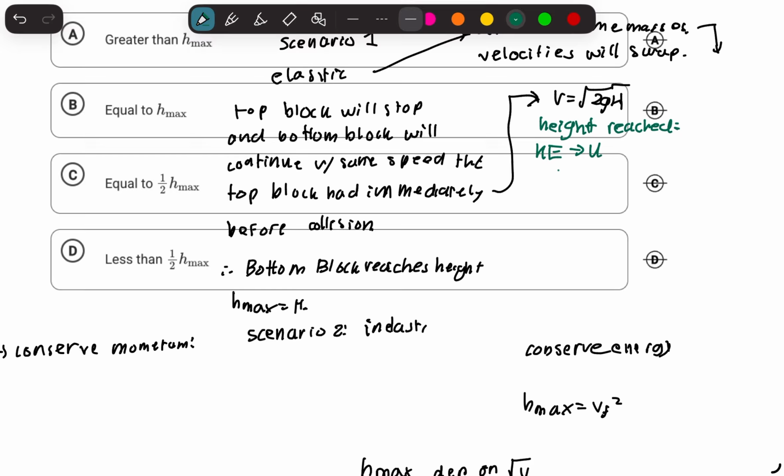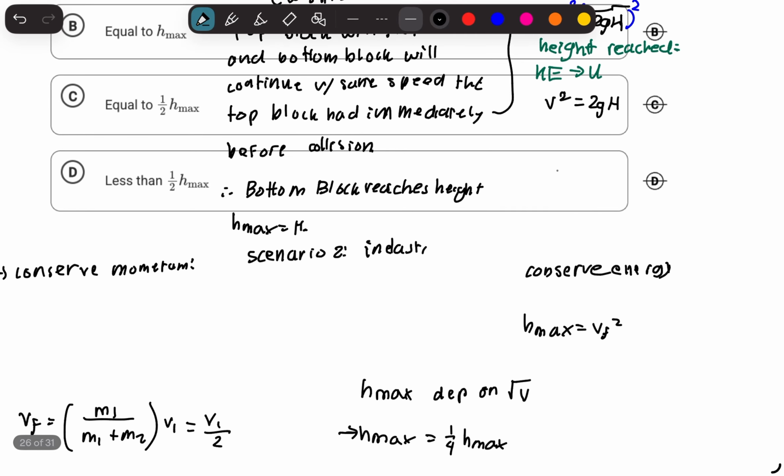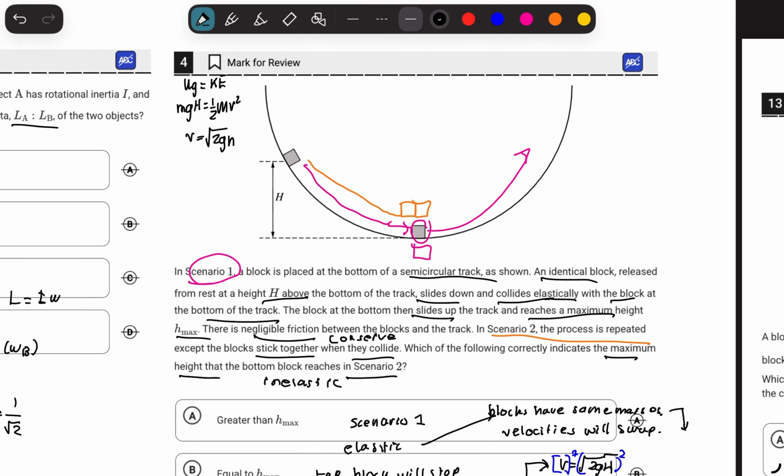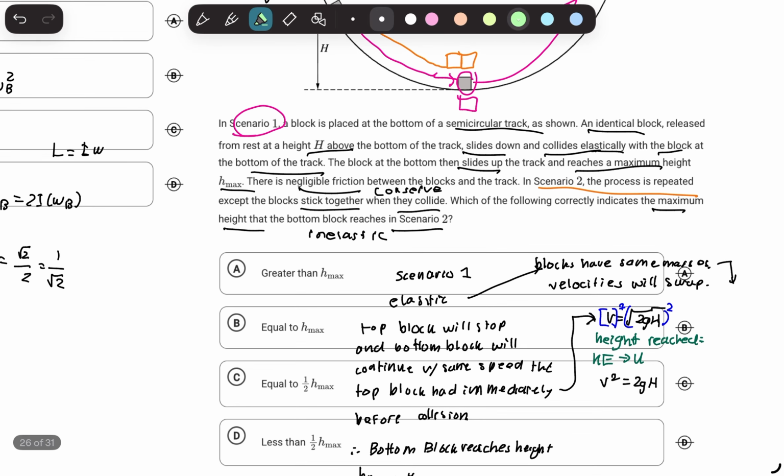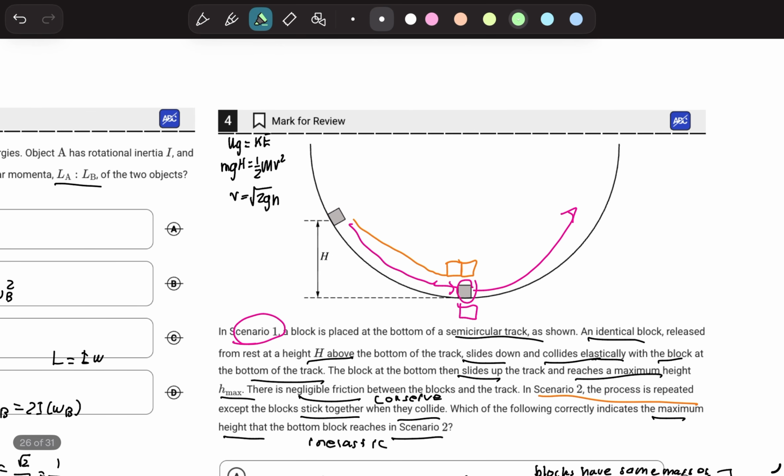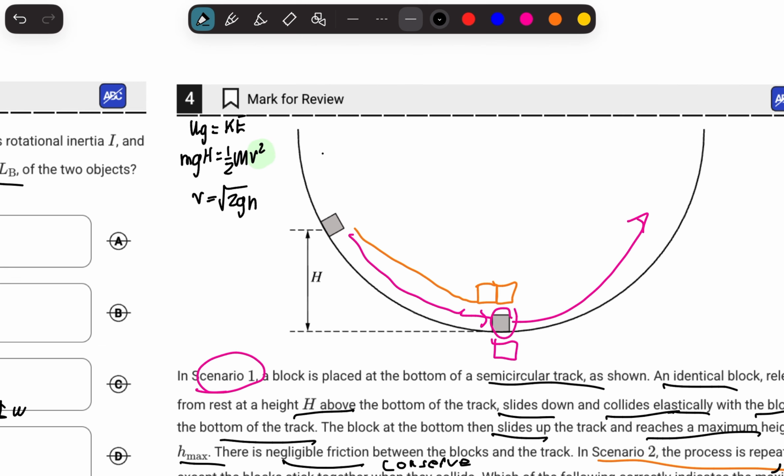So you can take your v and square both sides, and that's going to become v squared is equal to 2gh. If you sub that into your scenario up here, you substitute that in there. So that's going to become h max is equal to h, because you have mgh is equal to 1/2 times m times 2gh.